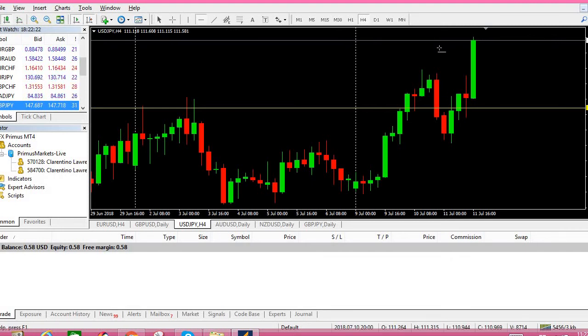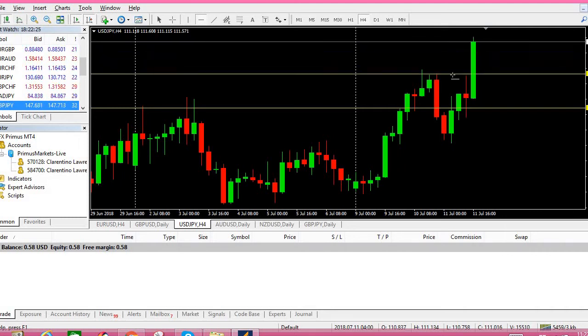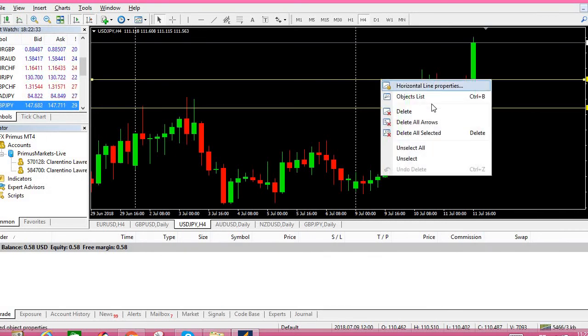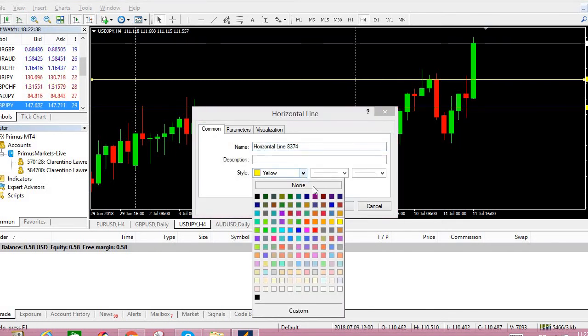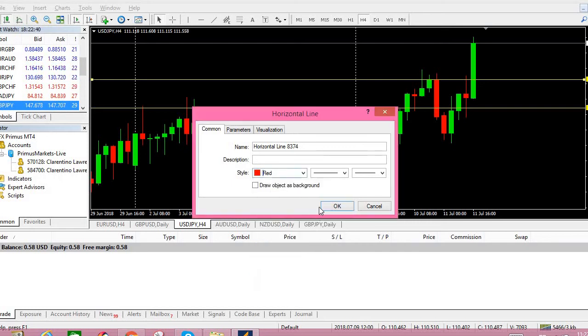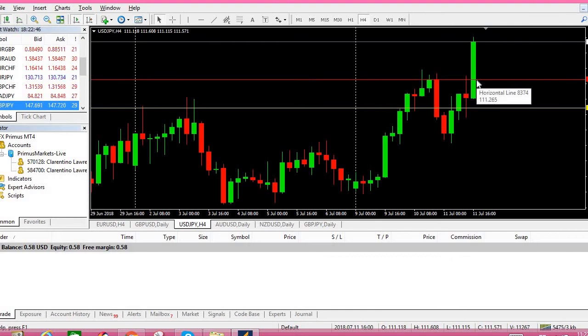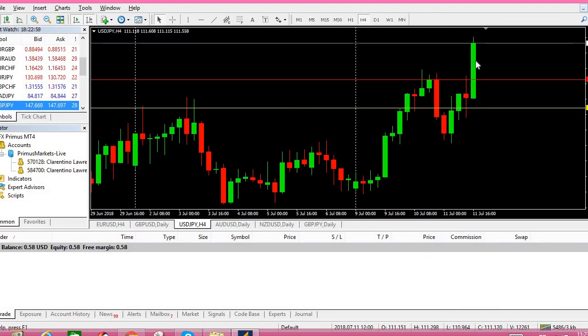So here, this is in our 4-hour chart for the USD JPY pair. I'm gonna put a level here. So let me change the color to red. Yeah, I like red. Okay. Now we have a huge 4-hour chart move just recently. It's just happening right now. So what does it indicate? It indicates a strong buying momentum. The buys are very strong.